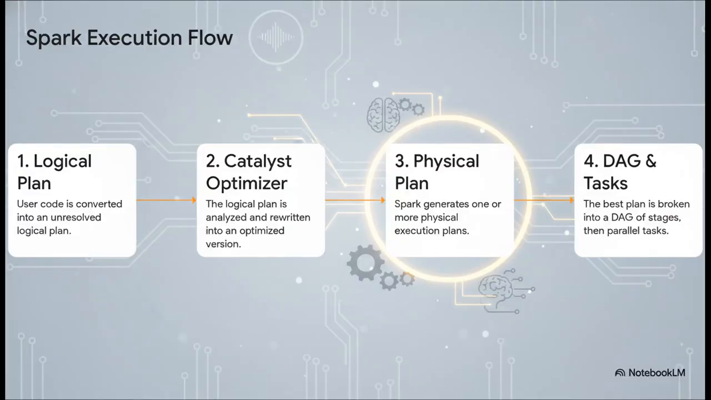But don't just read the steps back to them. You've got to explain it. Make sure you put a little extra emphasis on step 2, the Catalyst optimizer. That's the brain of the operation. It's the part that intelligently rewrites your code to make it run way faster. Mentioning it by name shows you know exactly where Spark's secret sauce is.